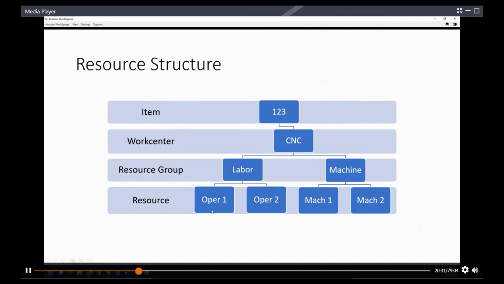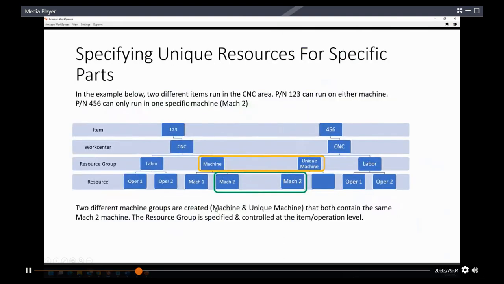Now, what happens if I have a unique part number that can only run in one machine? Well, I still have my part number 123 example from before, but now I introduce part number 456. And part number 456 can only run in machine number 2. Something's different about machine number 2 that only part number 456 can fit in there. So I don't create another resource because I still only have one machine.